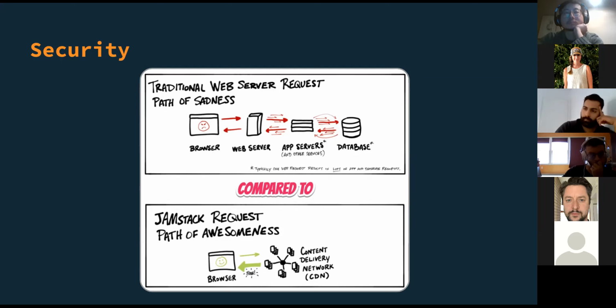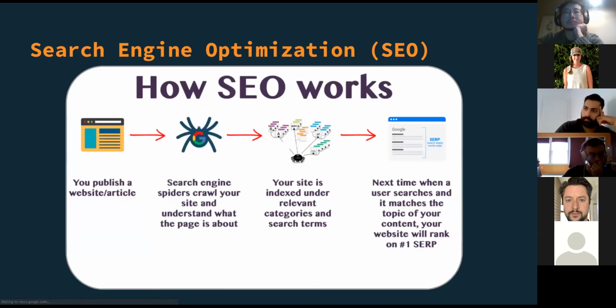The main vulnerability that you could be exposed to is using certain APIs on your site that reach out to a third party. So just be sure that if you are using any third-party APIs, to audit them for security ahead of time. Search engine optimization.